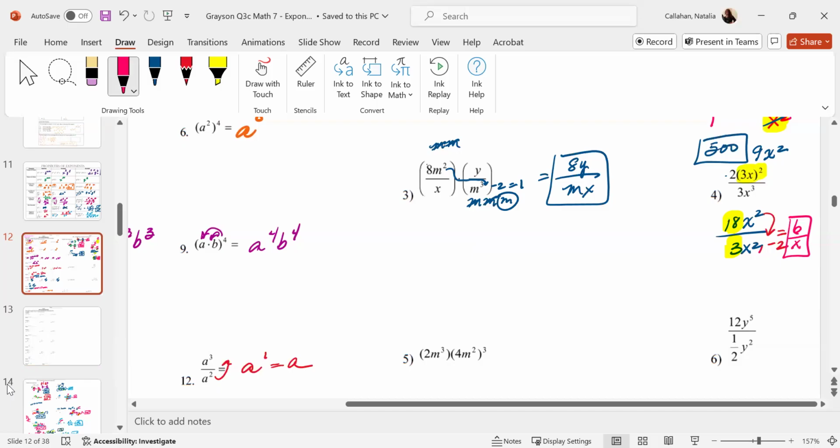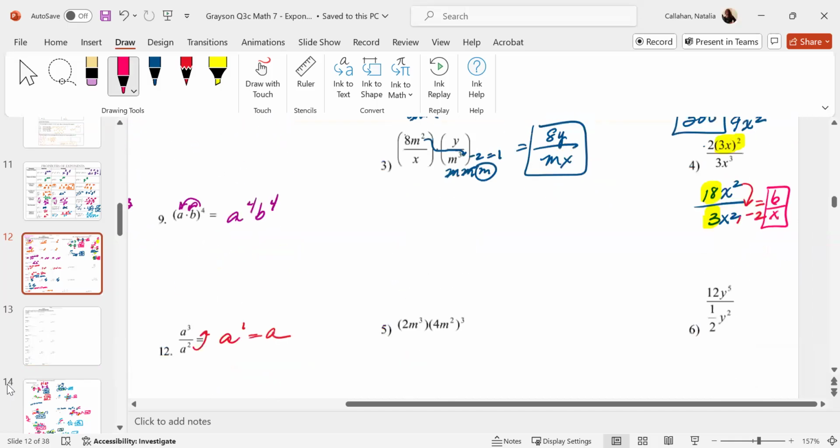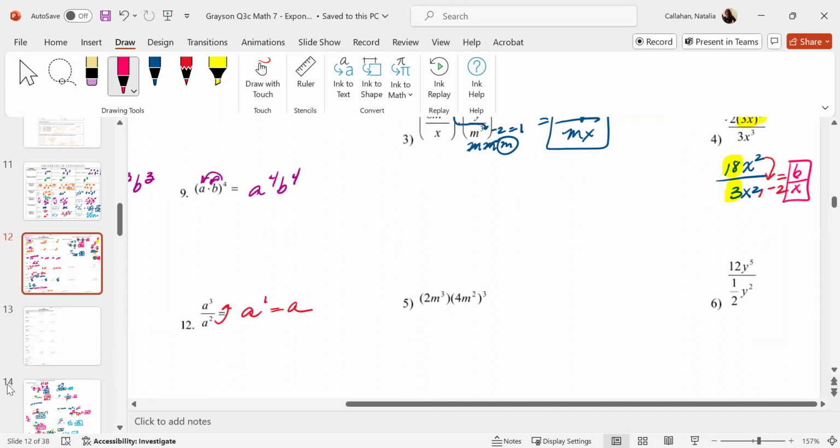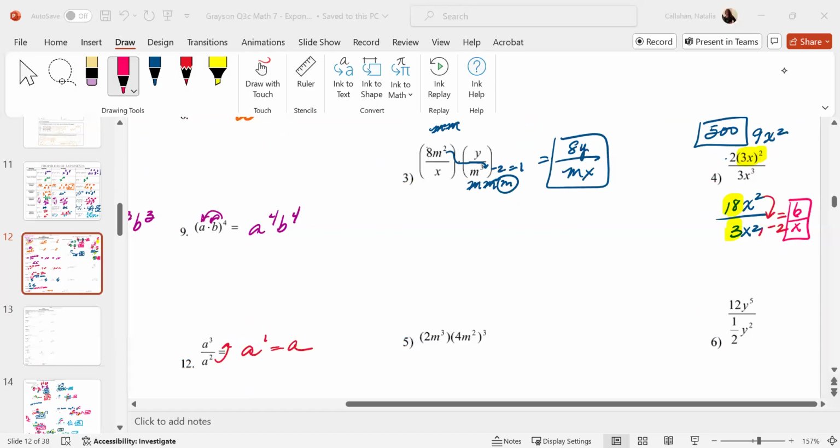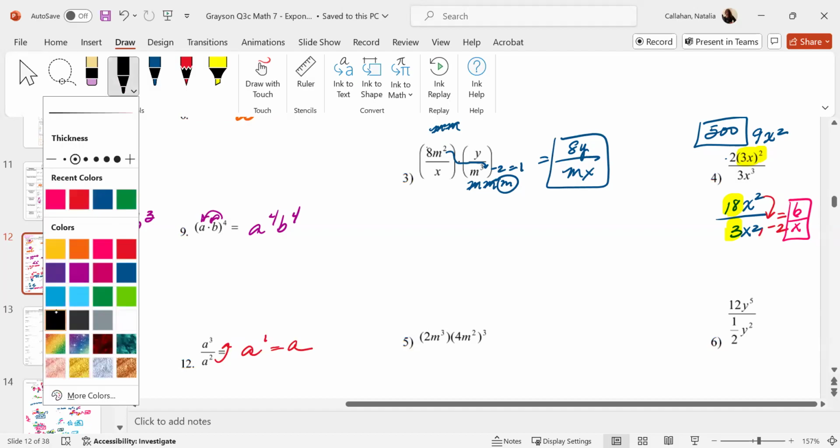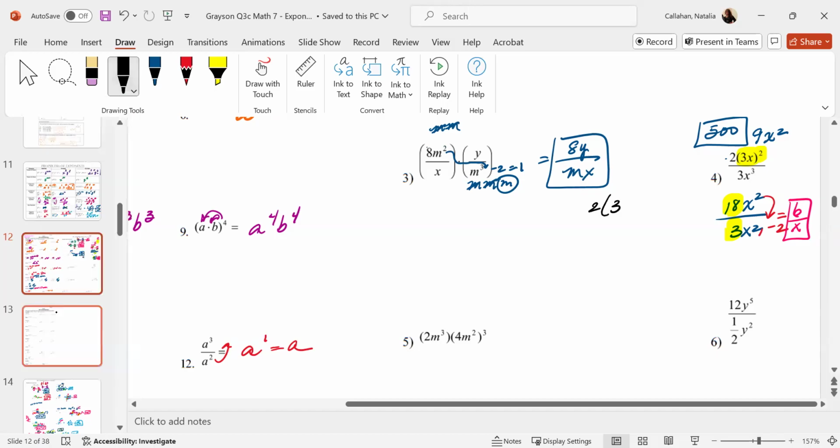Okay, are you done with number 4? Are we done with number 4? Yes? Explain to me what you would do in this problem. Okay, so I want to change it to x and 3. Which will give you what?